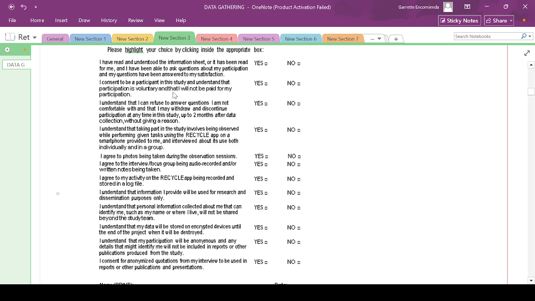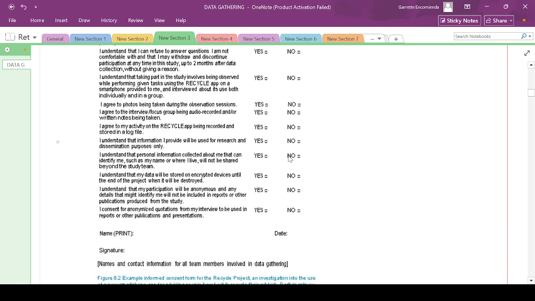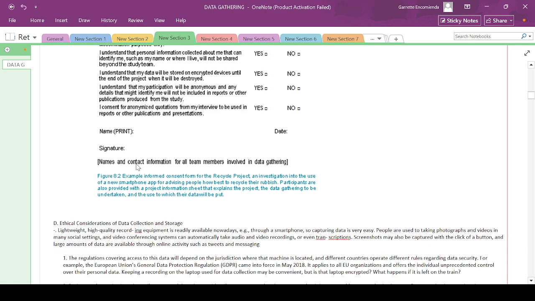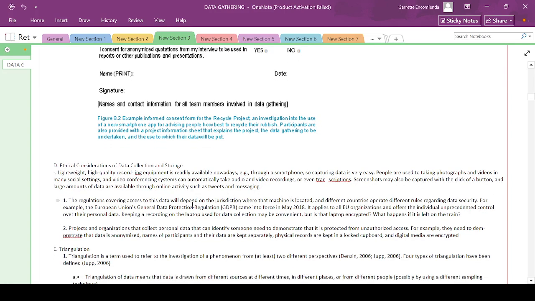I consent to be a participant in this study and understand that participation is voluntary and that I will not be paid for my participation, yes or no. I understand that I can refuse to answer questions I am not comfortable with and that I may withdraw and discontinue participation at any time in this study up to 2 months after data collection without giving any reason, yes or no. There's another question, but let's skip to name, print name, signature and date, and names and contact information for all team members involved in data gathering, so they know it.